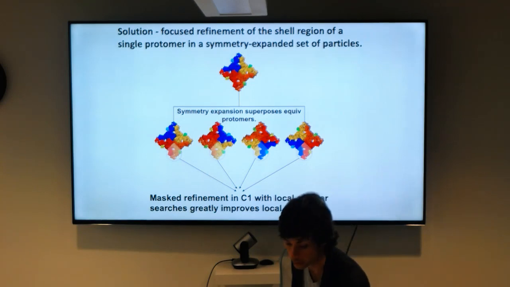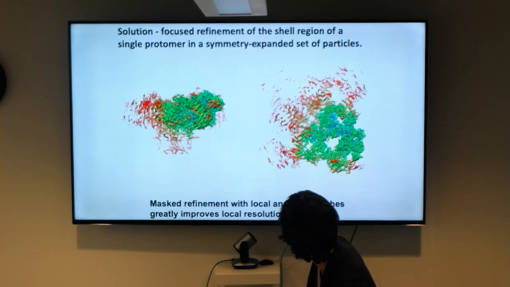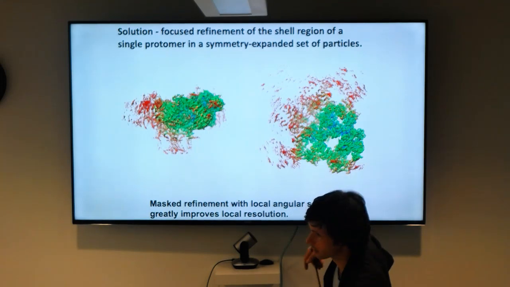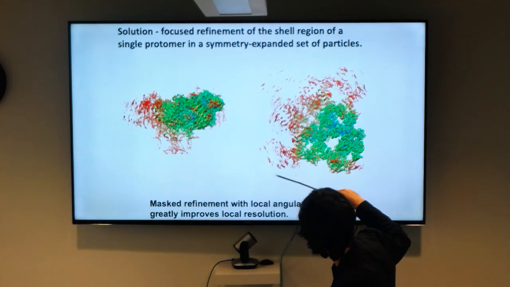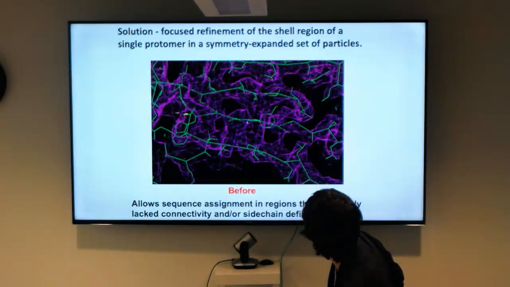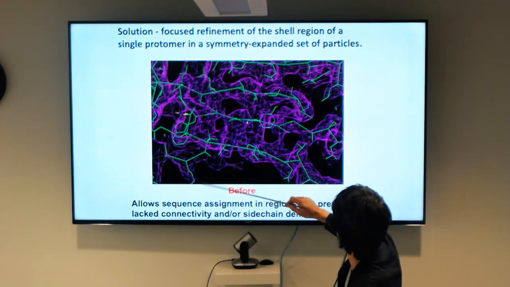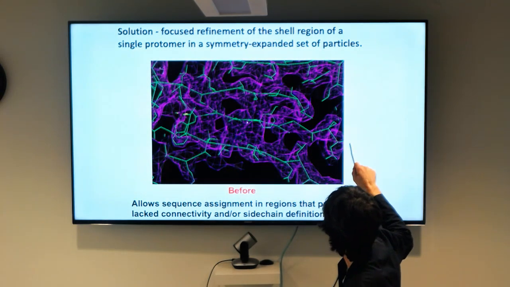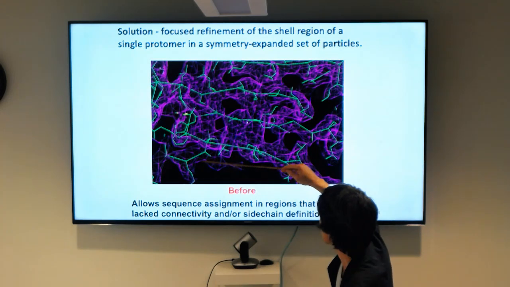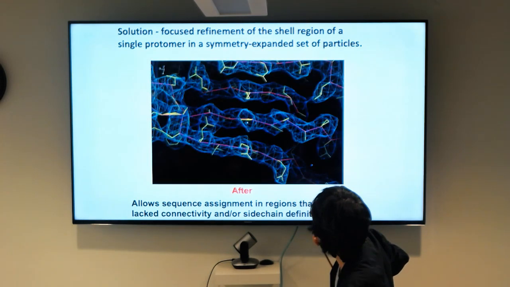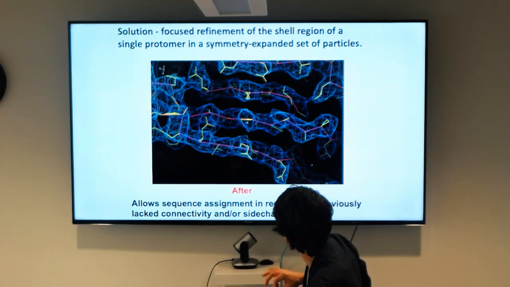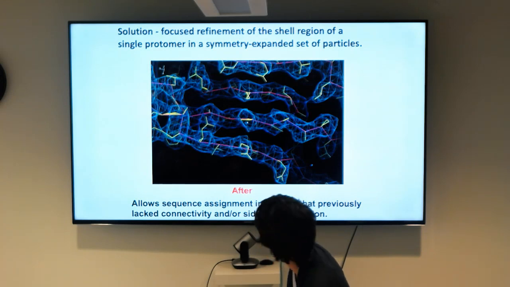And when you do that, you do get greatly improved local resolution, which you can see here. And so now a lot of the regions which were previously poor are much better, and everything outside the mask is washed out. And so that allows us to go from things like this, where you can maybe see this was one region where we had a crystal structure, so we could place it, but you really can't see much. And then after refinement, it's a lot better. And so this allows sequence assignment of regions that we didn't previously have connectivity or side chain definition.